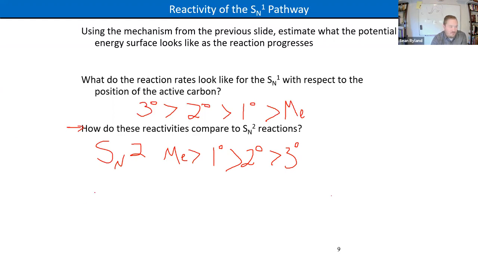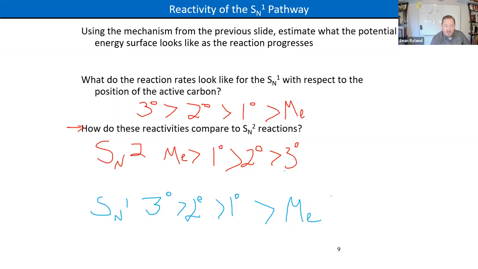For SN1, it is going to be the exact opposite. Tertiary is faster in SN1 than secondary, which is faster than primary, which is faster than methyl. The difference in rates is so great that the only time we have to worry about both happening at the same time is when it's a secondary carbon. A secondary carbocation is stable enough that we can see it form, and the secondary reaction for SN2 is slow enough that the SN1 can keep up with it.